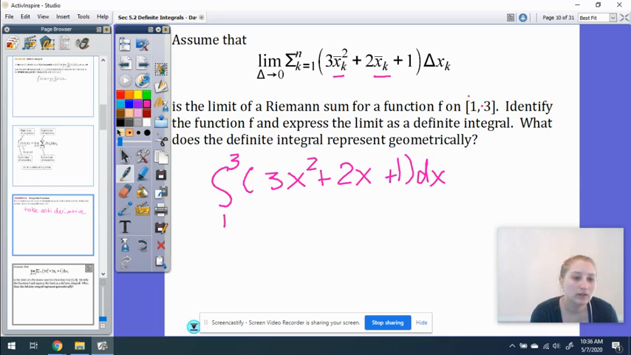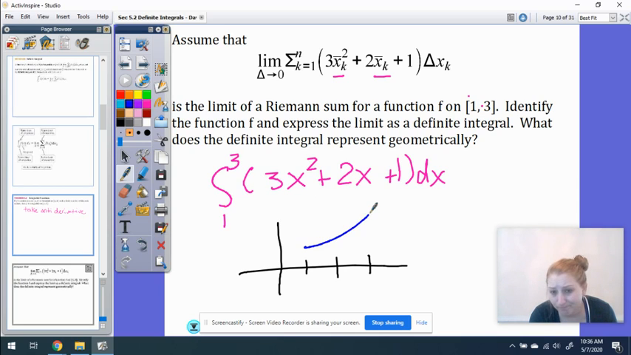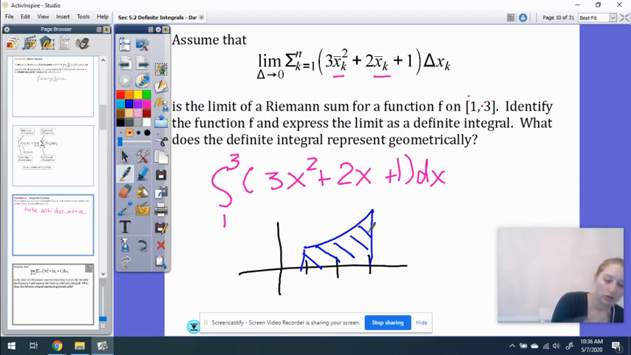So what does this look like if I were going to try to find the area? We're going to have our x and our y axis, and I'm going to have 1, 2, 3. This is a quadratic, so I know it's going to look like a parabola. So it's going to be something like that. And then essentially what I'm going to do is figure out the area. All right, so we're not actually going to do this one. We're going to start more basic.